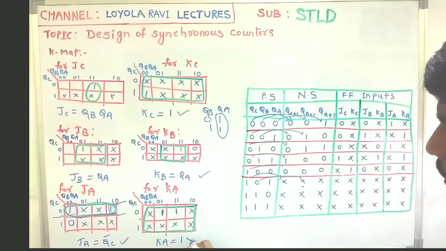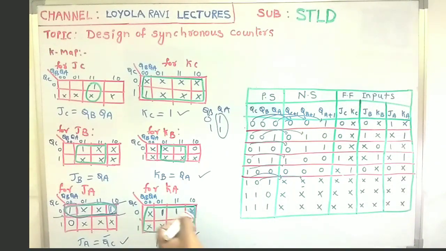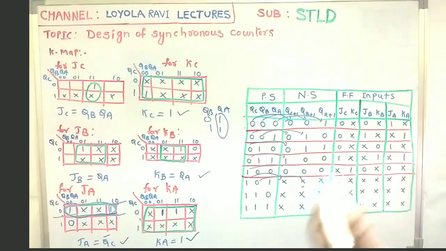So K is equal to 1. If in a K map all are covered, then K is equal to 1. These are the simplifications. Now go for the logic diagram.